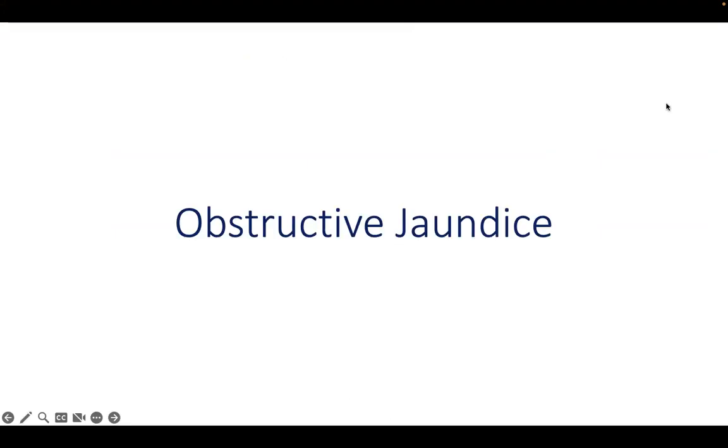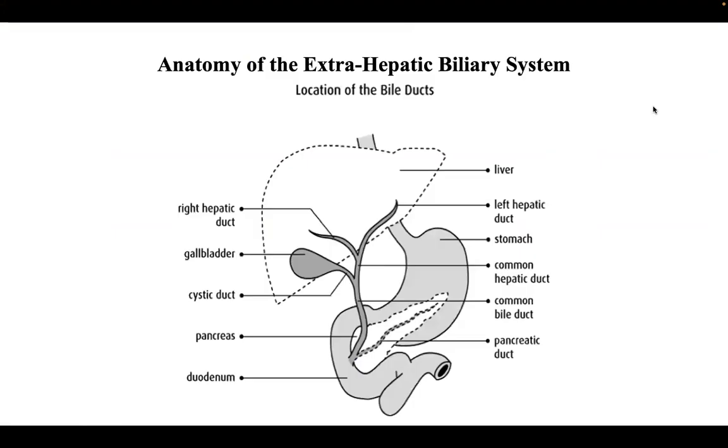So now, like I said, I'm doing obstructive jaundice. Before we do anything, we have to really know the anatomy a little bit. This is the anatomy of the extrahepatic biliary system. What's important here is the duct system. So you just need to know this.